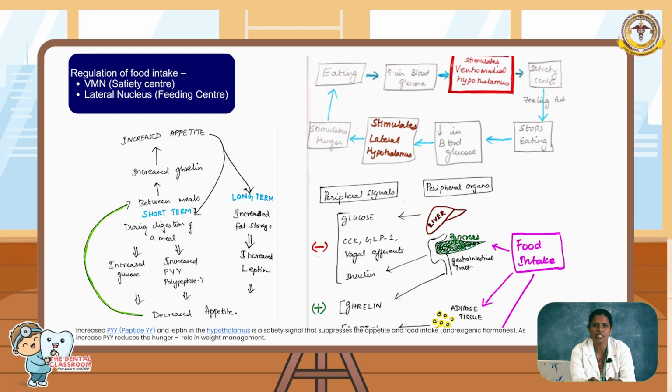Then again, when the blood glucose level dips down, the lateral nucleus gets activated and feeding starts again. It is because of the presence of 2 anorexigenic hormones, peptide YY and leptin. When these 2 hormones are present at a normal level, they inhibit your appetite, that is food intake, and thus those 2 hormones are very important for your weight management. When these 2 hormones are imbalanced or reduced, we start to eat uncontrollably and it leads to obesity.